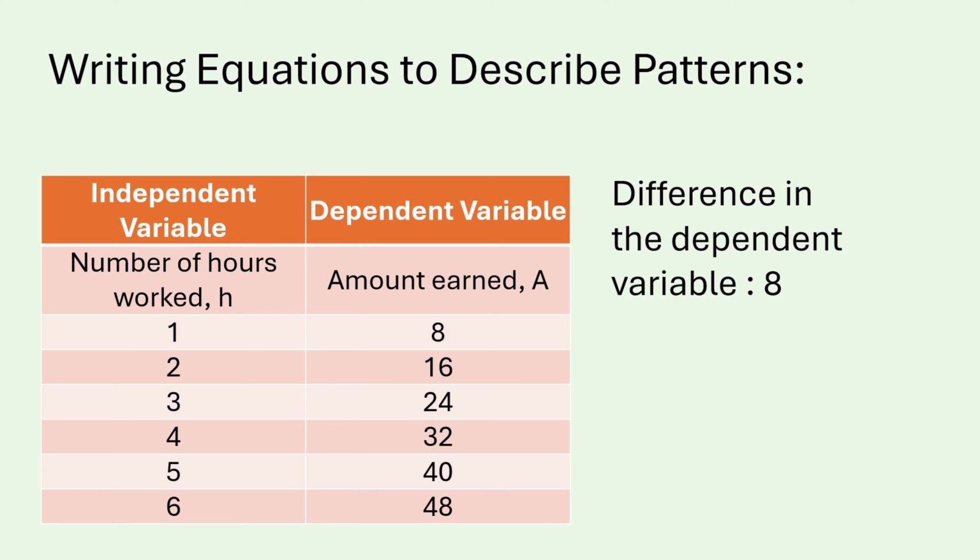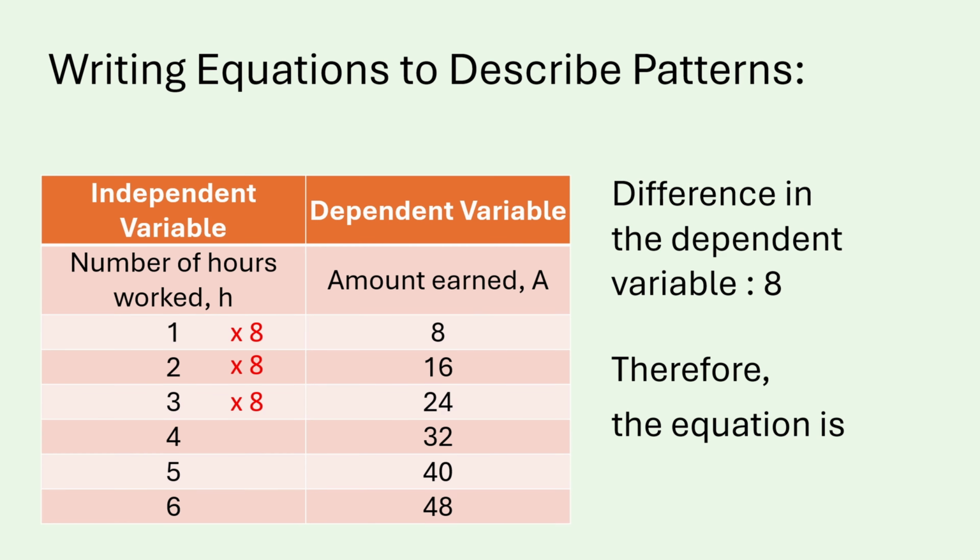Now we know the difference in the dependent variable is 8. That means 1 times 8 is equal to 8. 2 times 8 is equal to 16. 3 times 8 is equal to 24. We can continue this pattern to find the other values. Therefore, the equation is A is equal to 8H. A represents amount earned, H represents number of hours worked.